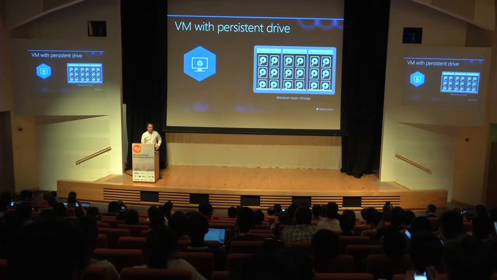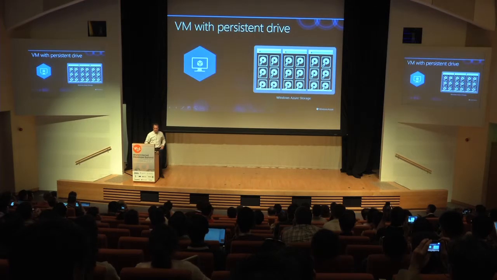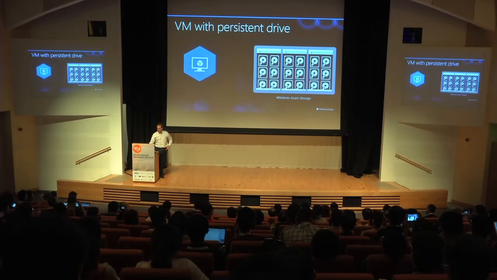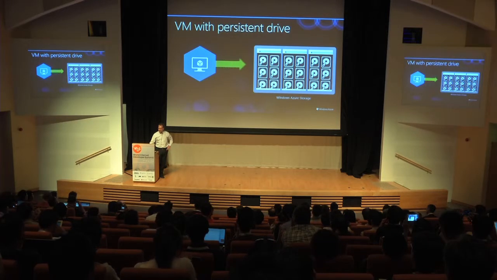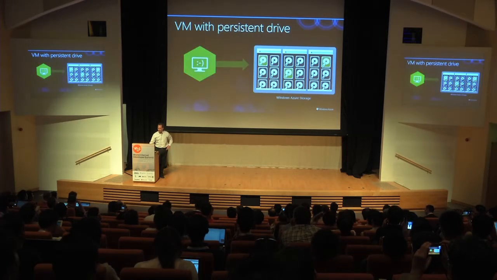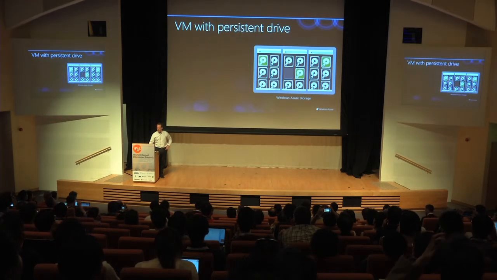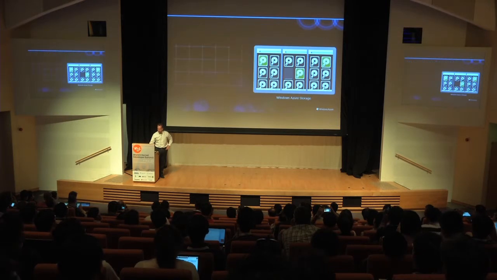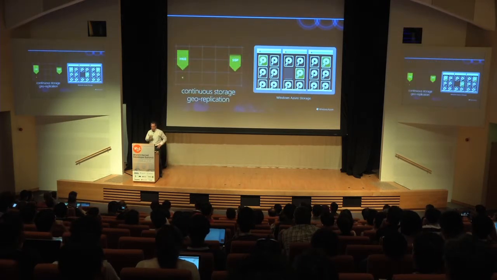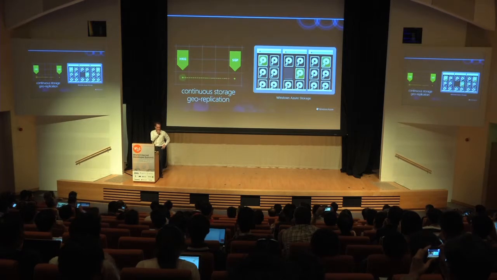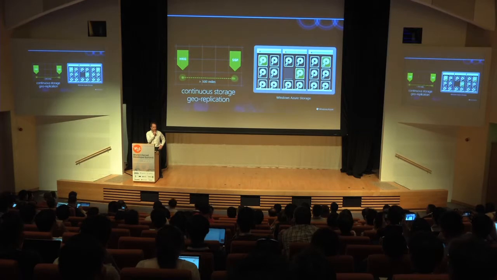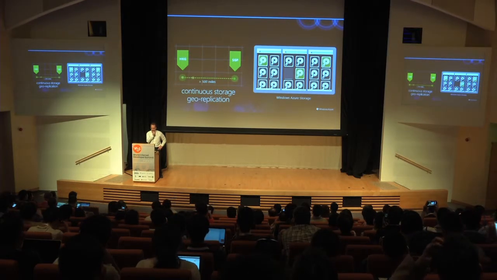The VM also is persisted across 3 drives, so that VHD is stored on 3 different machines, 3 different drives. If one of those drives goes out, we still have 2 others, and we're going to rebuild a third. And then in addition, there's continuous storage and geo-replication between Hong Kong and Singapore, so that you actually have 6 copies of your VHD, 3 here and 3 there. They're all constantly backing up to each other.